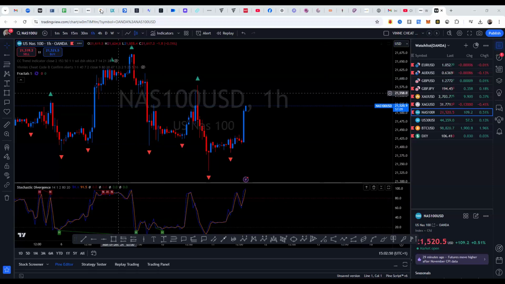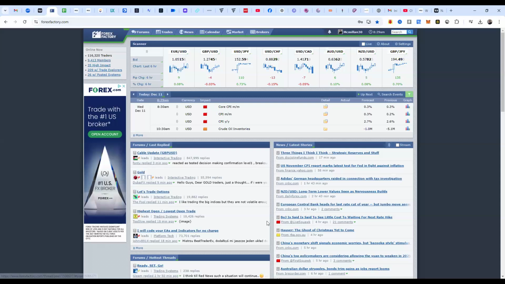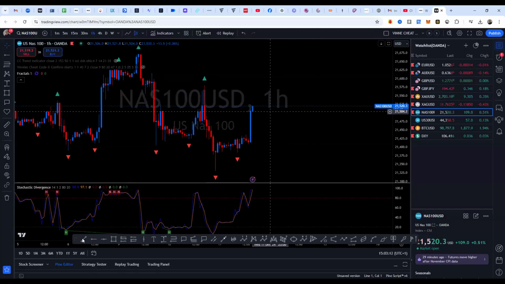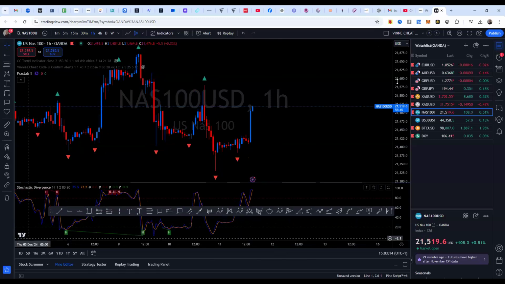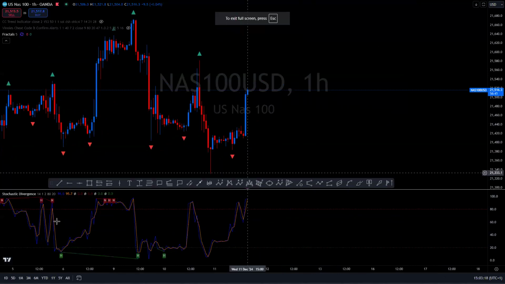Before we get started, let's check the news here. We had CPI today, which we didn't trade. That's pretty much the only news we have to deal with. It's 9:03, so we're good to go there. What we're going to do is implement our G.S.A strategy. We're going to be trading NAS100 today.